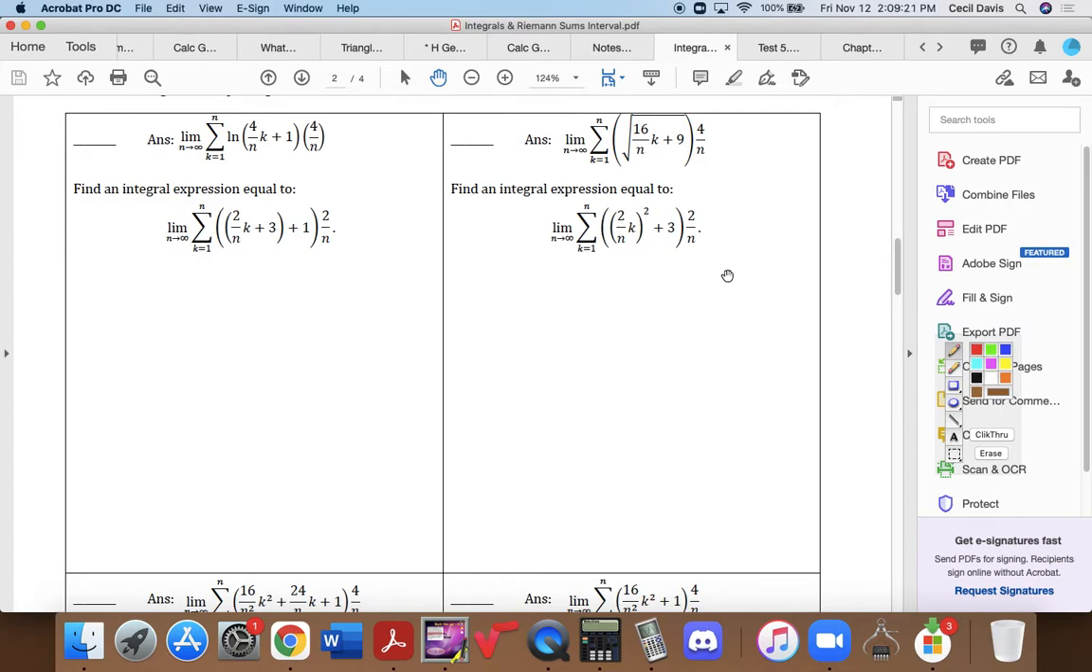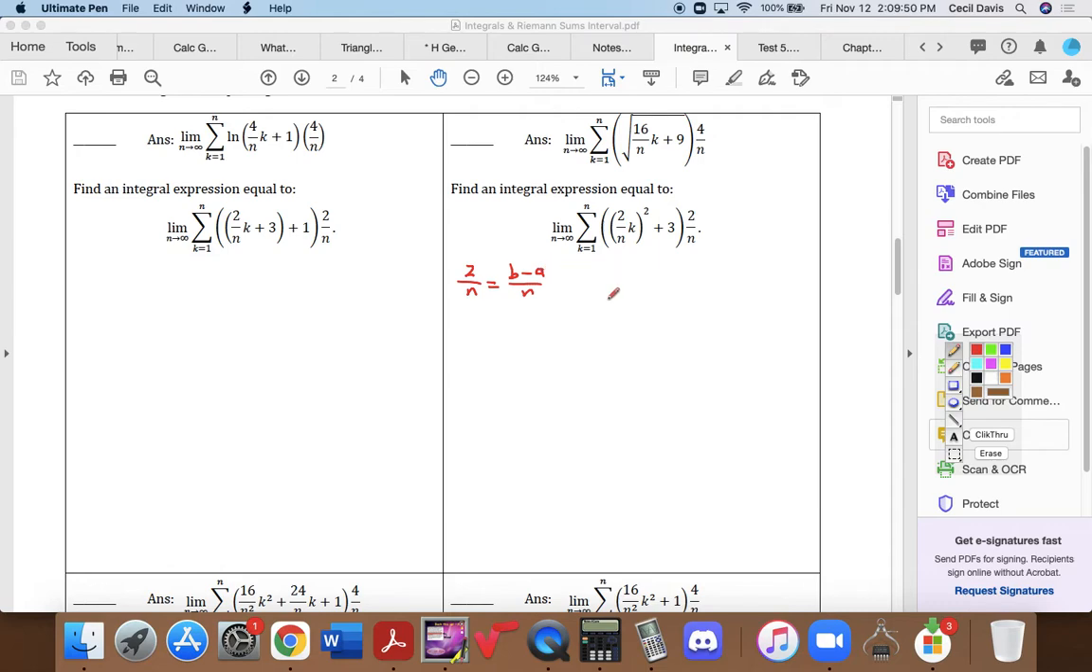All right. Now they're going to switch the order on us. So now I'm starting with a Riemann sum, and we want the integral expression. All right. So we know that 2 over n is b minus a over n, where a and b are the limits of integration. So we know the distance between our two limits of integration is 2.